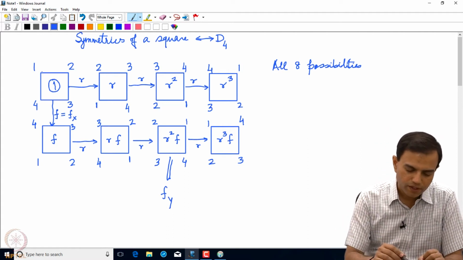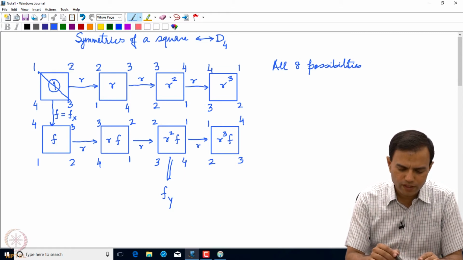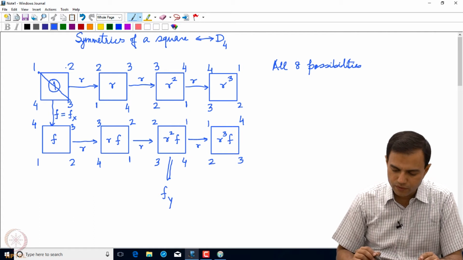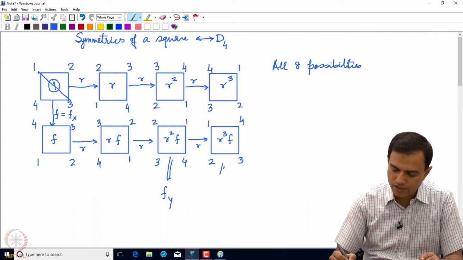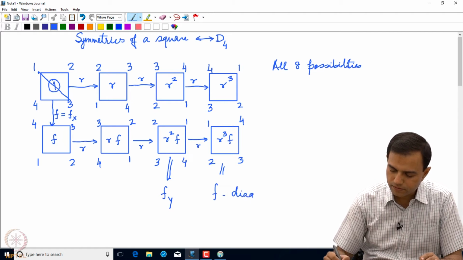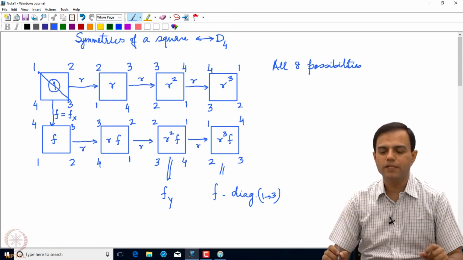Let's see how. Suppose you take this diagonal 1, 3, and flip about it. That means 1 and 3 will remain here, 2 will come this side and 4 will go that side. So 1, 3, 1, 3, 2, 4. So this is actually flipping about diagonal 1, 3. In fact, all the possibilities have been covered.